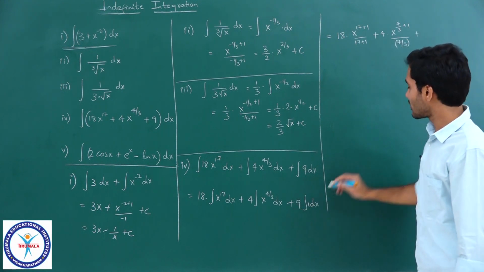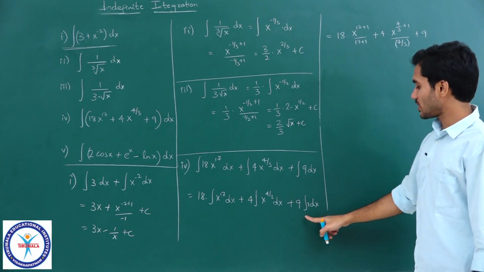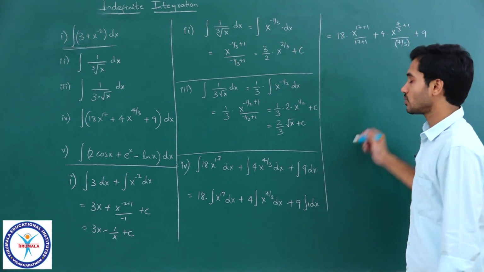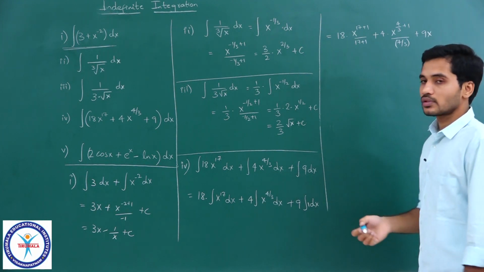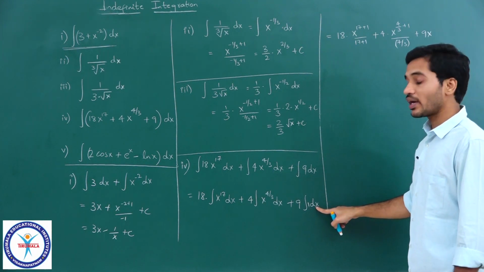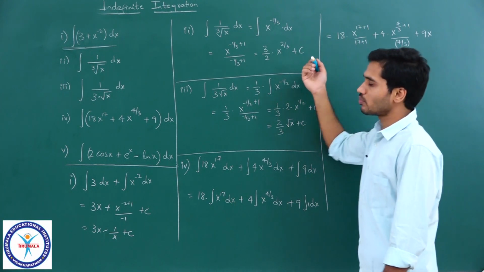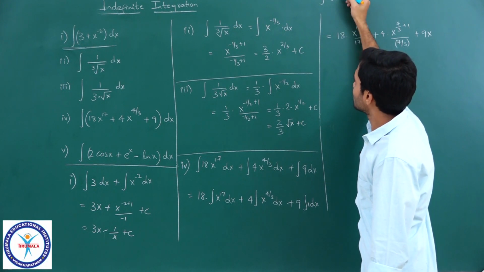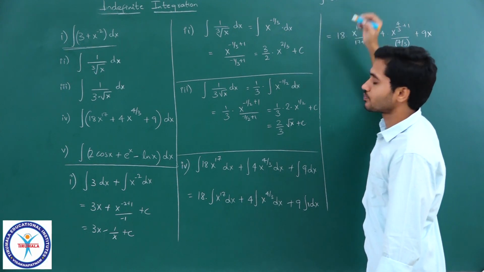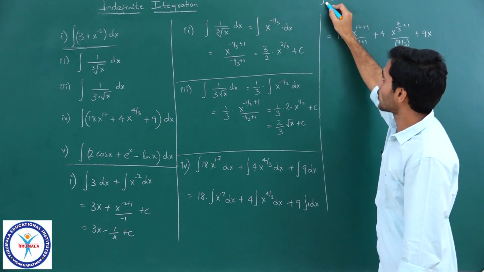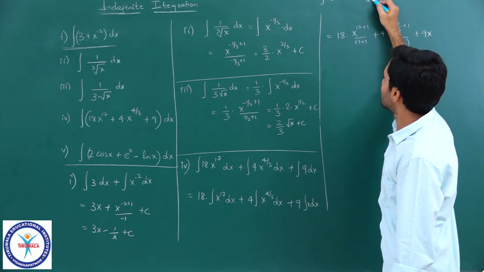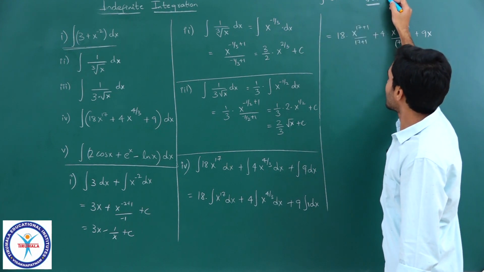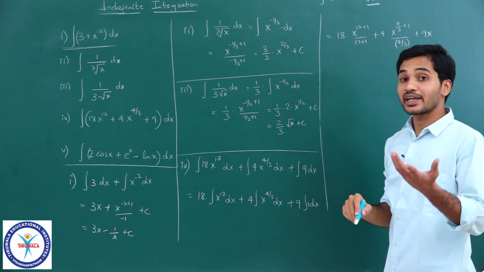Plus finally, what do we have? 9. What is integral of 1 dx or integral of dx? What does that mean? x itself, correct students? Integral of 1 dx. See, this is something where you will mostly be making mistakes. So, integral of 1 dx, please keep that in mind, is x plus constant. This can also be understood as integral of dx. So, whenever you see integral of dx, you can directly write it as x.